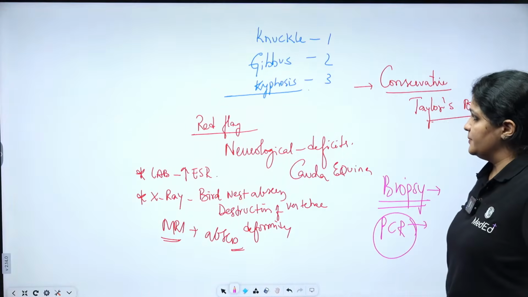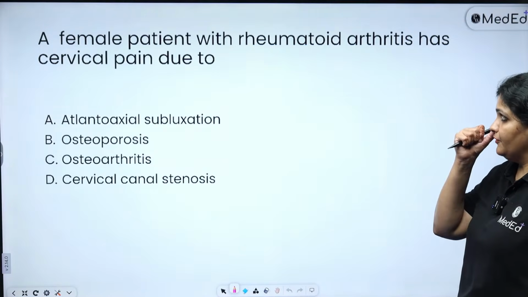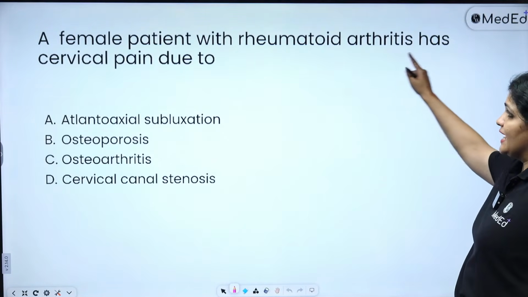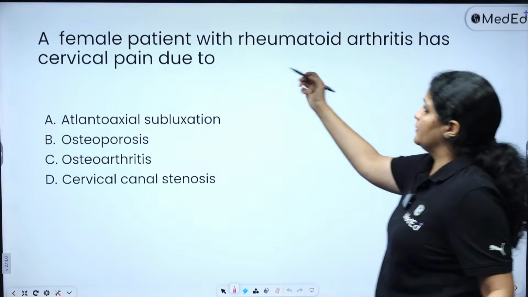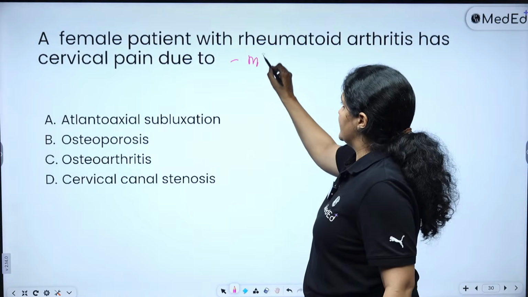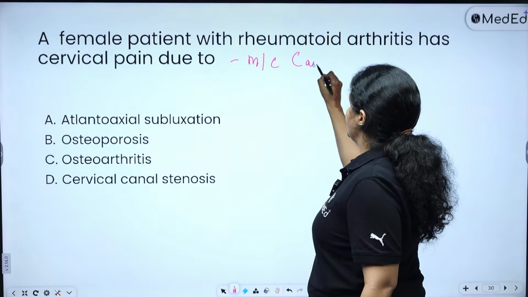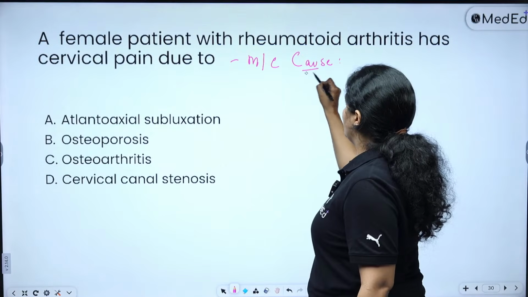So this is about your TB spine and the investigation. Next, the female patient with rheumatoid arthritis has cervical pain, and this could be the answer. I mean, it is like the most common cause. Usually, I told you, if you go with the commonly diagnosed, you will be commonly correct.